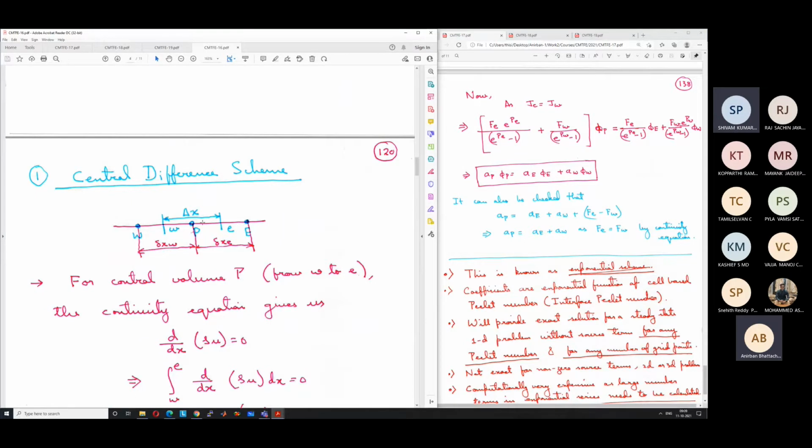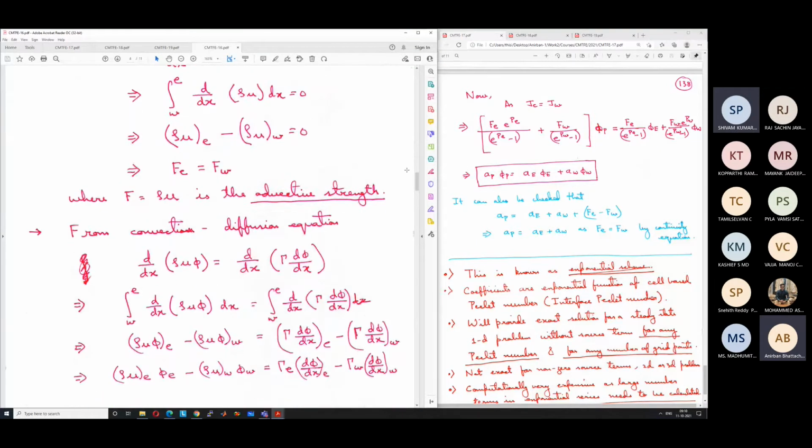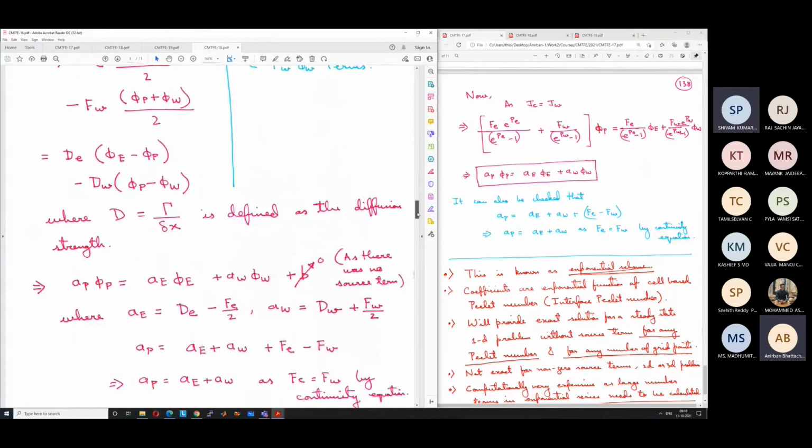If the flow rate is high, it gives an unrealistic solution, because the center point cannot be influenced equally by both neighboring sides. If the flow comes from left to right, the interface will be influenced strongly by the left side point. If the flow comes from right to left, it should be strongly influenced by the right side point. That was missing in the central difference scheme, which is why it caused problems. For Peclet number between 2 and -2, the central difference scheme will work. Outside it, it does not give a realistic solution.